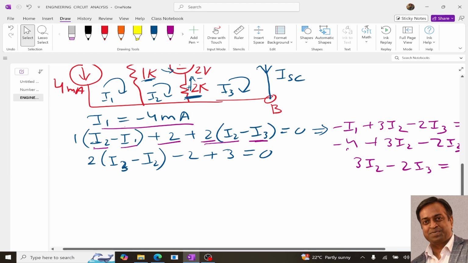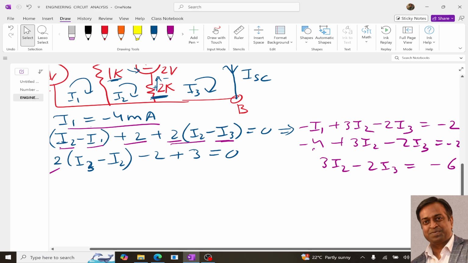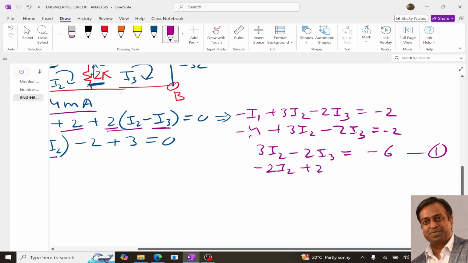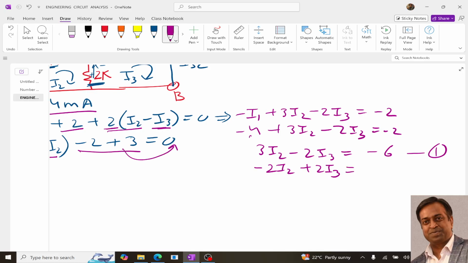Now similarly for the third equation that we obtained from the third loop, we will get first minus 2I2, and then plus 2I3, and then we have this minus 2 plus 3, it is plus 1. Taking it on the right side we get minus 1. So this is our second equation.